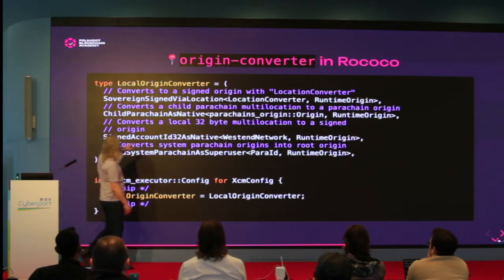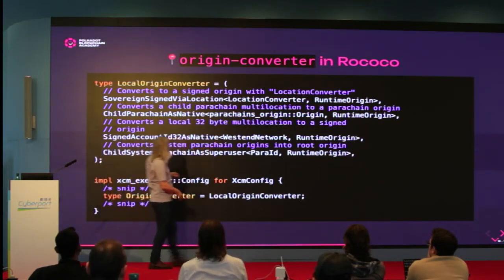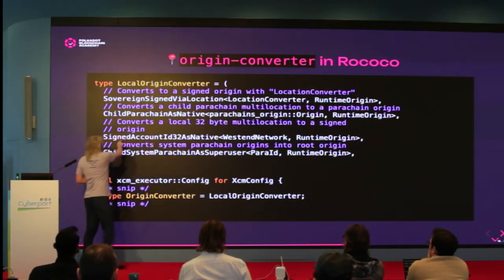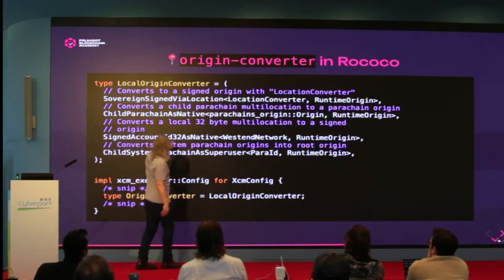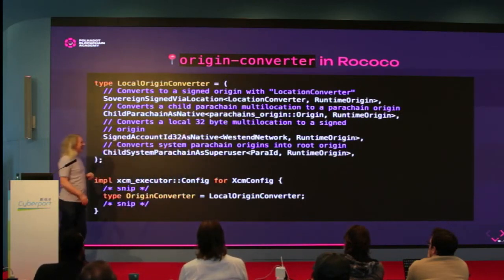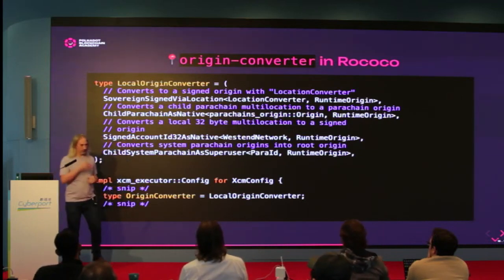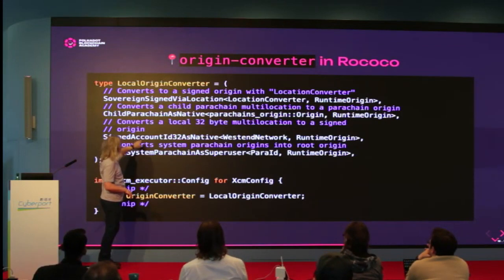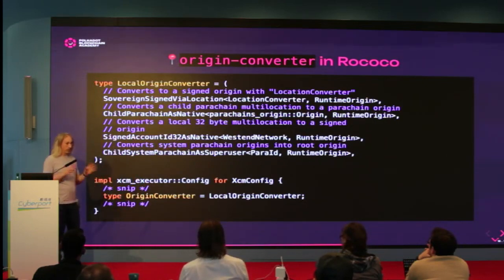and we want it to be recognized natively. So if the origin is just account ID 32, then we're going to convert that into a regular signed origin. This is a little bit different than this one. To understand, this one isn't using the sovereign converter. It's looking specifically for an account ID 32 only.